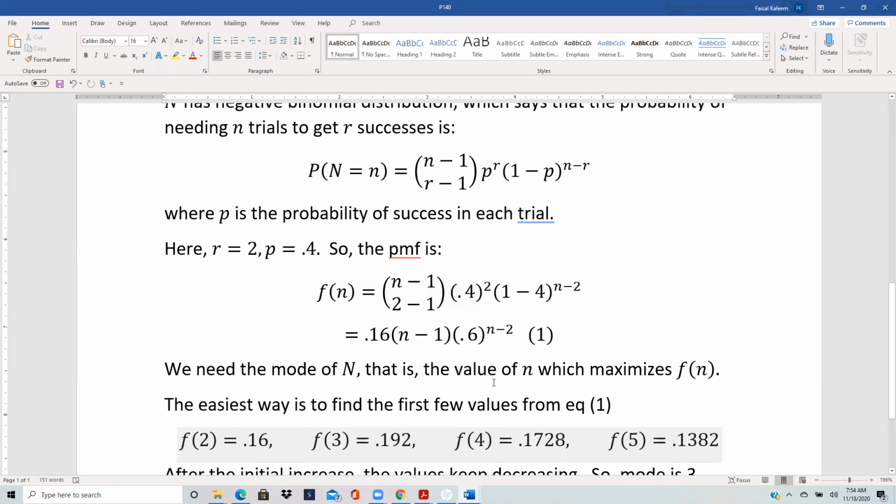The reason the decrease happens is that as n gets larger, this factor keeps getting smaller. In the beginning, the other factors were dominating. But then when n is 4, this factor dominates over the others, and it shrinks from 0.192 to 0.1728, and then it shrinks further. And actually, we can see the pattern that it will keep shrinking because now this has taken its dominance.